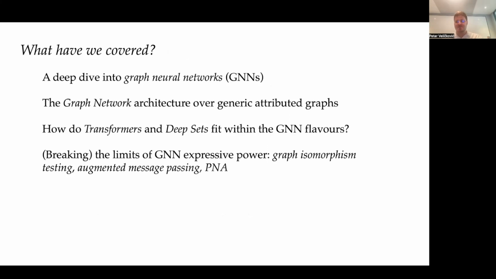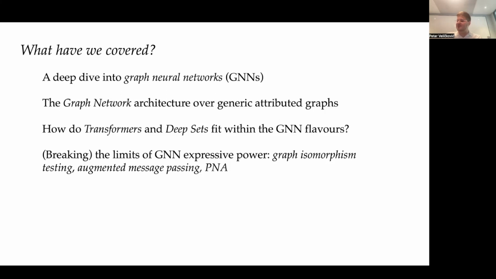We took a deep dive into graph neural networks. Specifically, we looked at the exact data flow of the graph network architecture from DeepMind over generic attributed graphs. Once we covered that, we unpacked the seemingly innocent assumption that the edges given to us are perfect, and analyzing the scenario where we don't even have any edges, we recovered transformers and deep sets as two special cases of GNN flavors over either an empty or a complete graph.